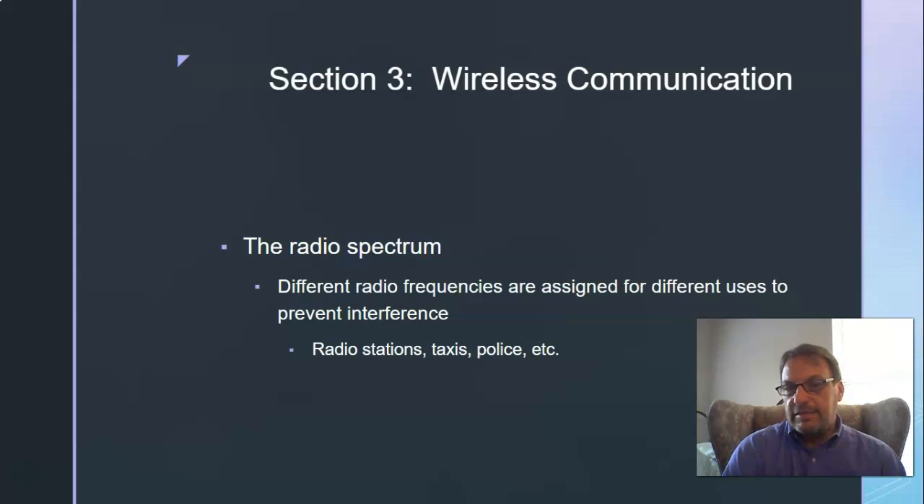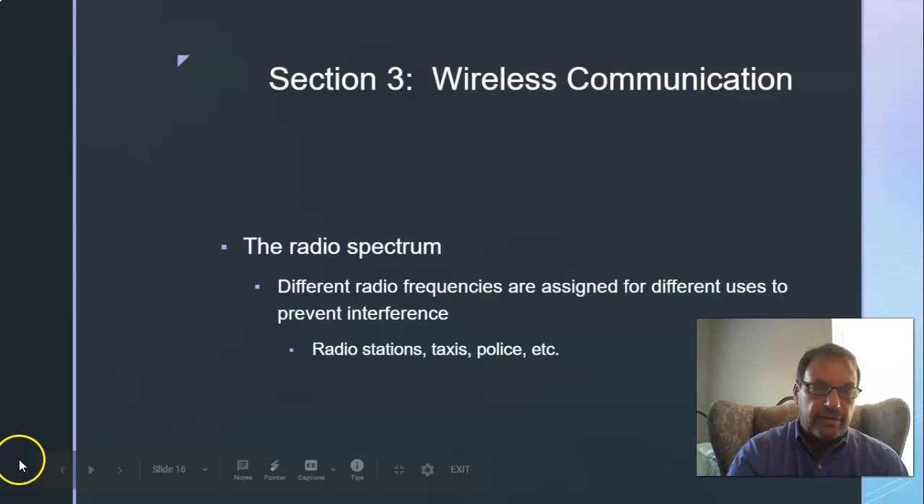But now taxis, police, and any emergency personnel, they're going to have their own particular band. That's so they don't get a lot of insignificant conversations on there. You don't want a lot of bleed over. And so that's one of the parts that is actually regulated.